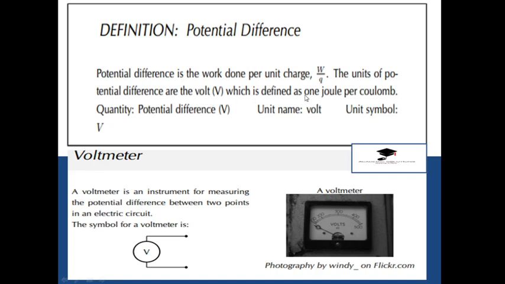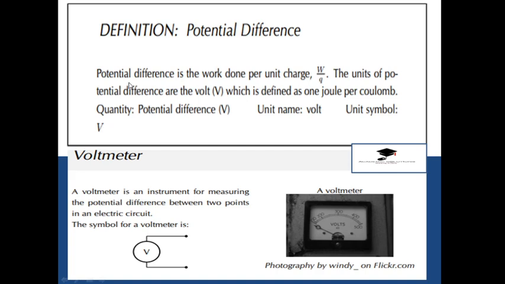Now we define the volt as what? As 1 joule per coulomb. So potential difference, normally we represent it with V, and then we call its unit as what? As volts, and the symbol that we will be using is what we call the volt.